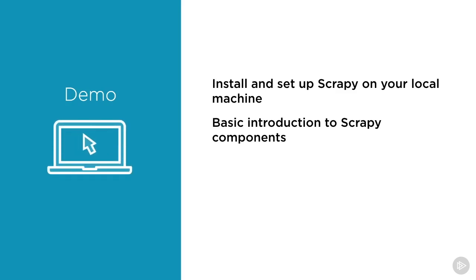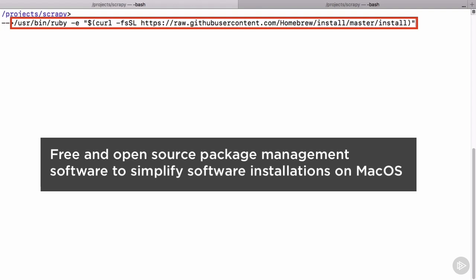Let's get started here. We'll install and set up Scrapy on your local machine, and we'll have a brief introduction to Scrapy components. I'm going to start with a Python 3 install, for which I require Homebrew. This is package management software for the Mac OS. I'm going to use this to install Python 3. If you already have Python 3 installed, you can skip all of these steps.